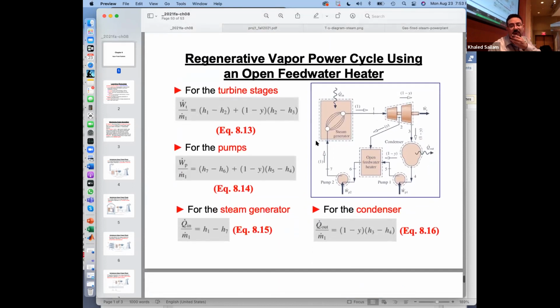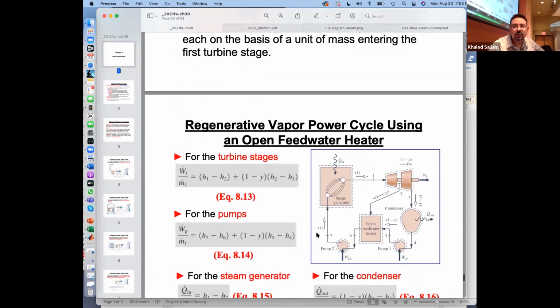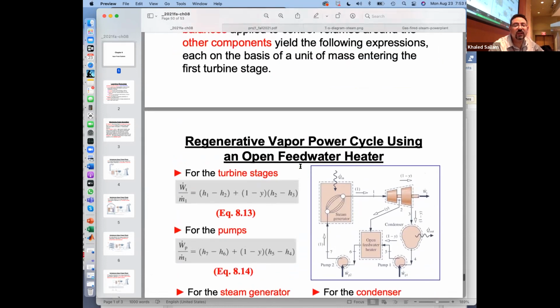Right? So those are all the equations that you need for the project: the work turbine, the work pump, the Q, and eventually the efficiency. This is called a regenerative cycle. What's a regenerative cycle? It's a cycle with feed water heater. The feed water heater is used to help the boiler, so the boiler does not have to take the water from very cold from the condenser and take it all the way to H1. The boiler does a smaller job.